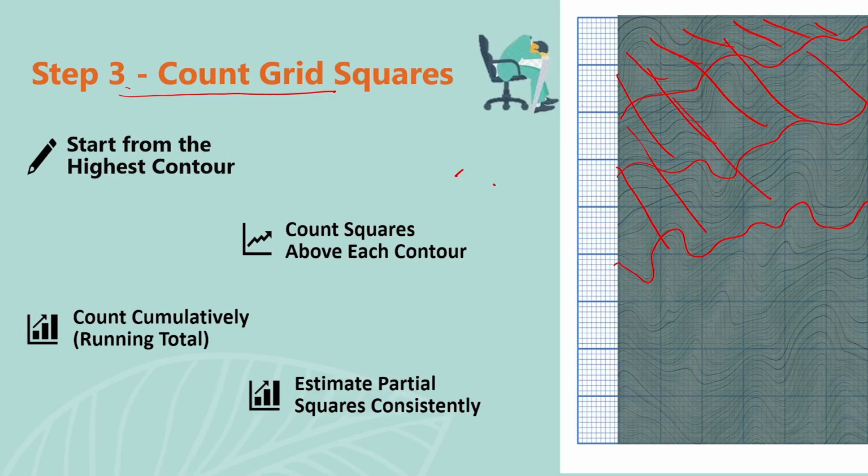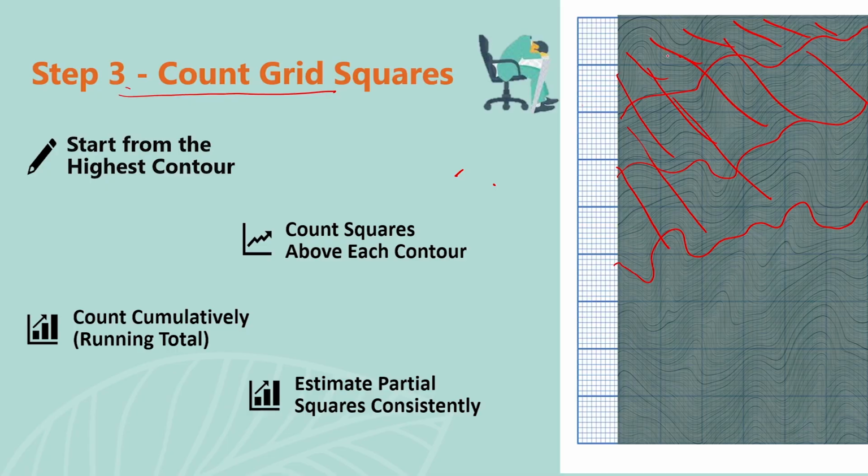I have a table lined up for you in case you are confused right now. So, now we are going to count the squares and mark that in a table. And this is what I meant when I said count cumulatively. First, you start from the highest value, you count the area above it in terms of squares, then you come down to the second one and so on. And in the end, the last stage for this step is you estimating the partial squares consistently. This is something that we will all struggle with initially.